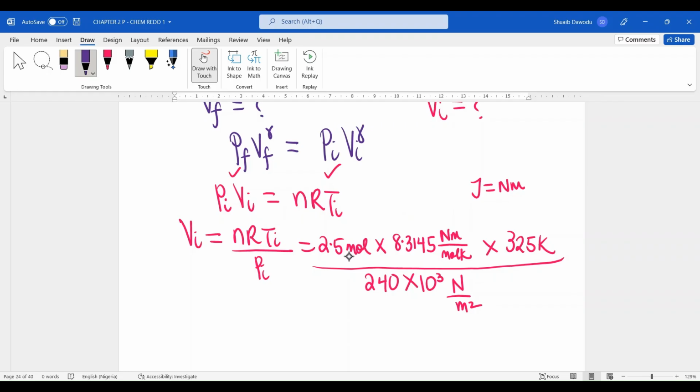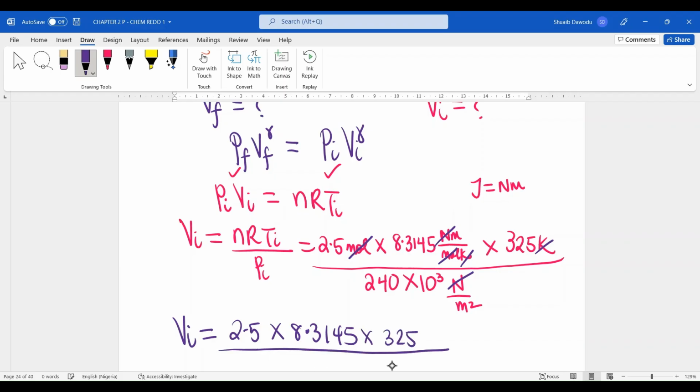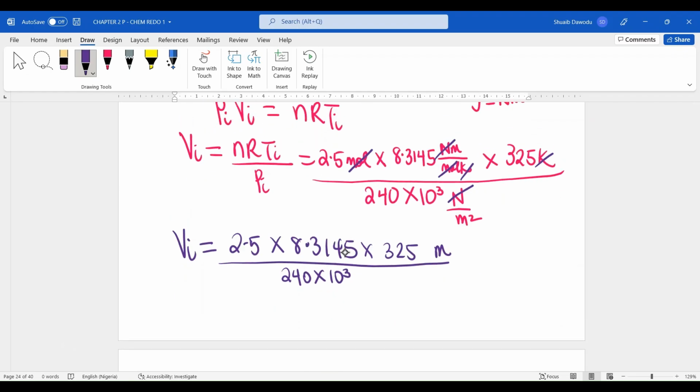So of course, now it's time to cancel out the units. Cancel out mole, cancel out Kelvin, cancel out Newton. So V initial is simply 2.5 times 8.3145 times 325 divided by 240 times 10 to the power of 3. Let me rewrite it: times 8.3145 times 325 divided by 240 times 10 to the power of 3, and then you've got meters here, divided by 1 over meter squared.